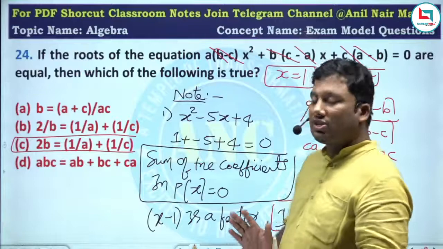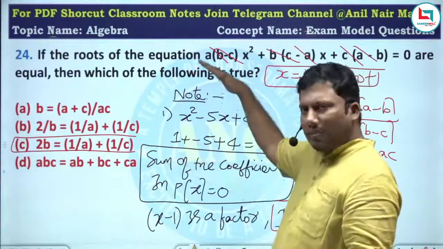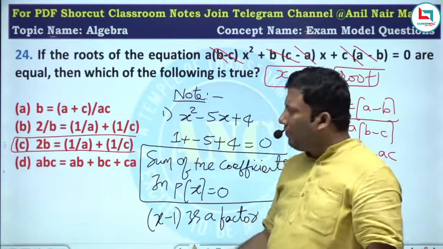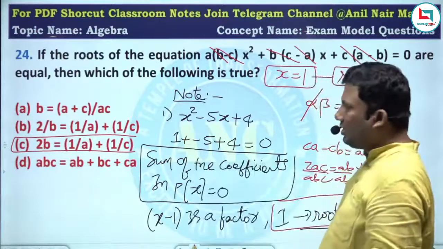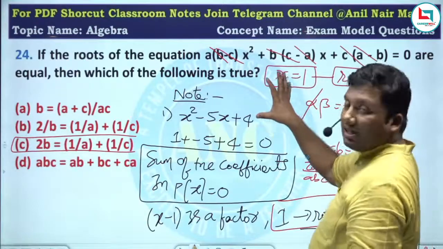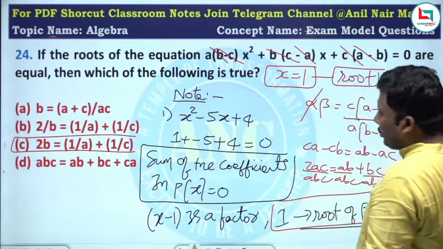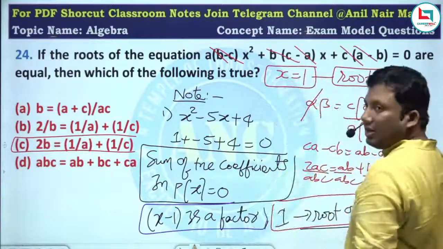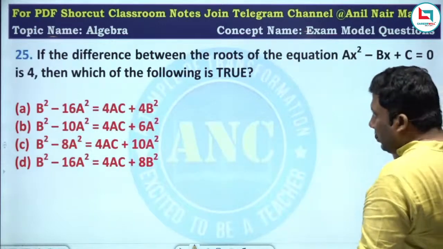Very, very good concept. Ensure that you listen to this class every time, algebra basics class. Once another 2 or 3 problems are there, then you can solve all these problems. I hope the idea is clear. So, sum of the coefficients in P of x equivalent to 0, then x equivalent to 1 is a root. x minus 1 is a factor. Concept clear? 24th. Next one.